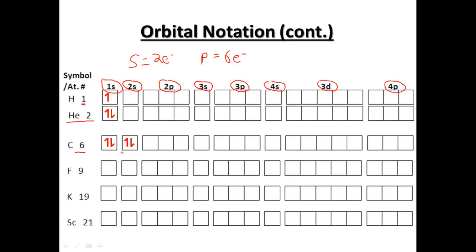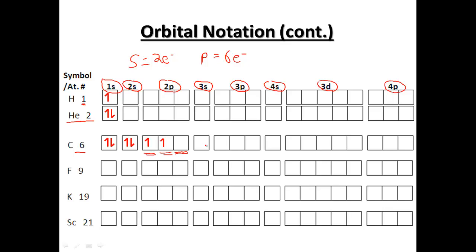Now note that our other rules said a maximum of 2 per orbital, and then Hund's rule said singly and then doubly. So we're going to put 1 in the p orbital, and then in the next box we're going to put the second one. Now if there were more, we would continue and put a single one into our next orbital, and then we would start pairing them together, and then if there were more, they would move on to the next one. I would like you to try out fluorine and potassium. Pause and unpause after you've done those 2, and then we'll finally go through scandium together.